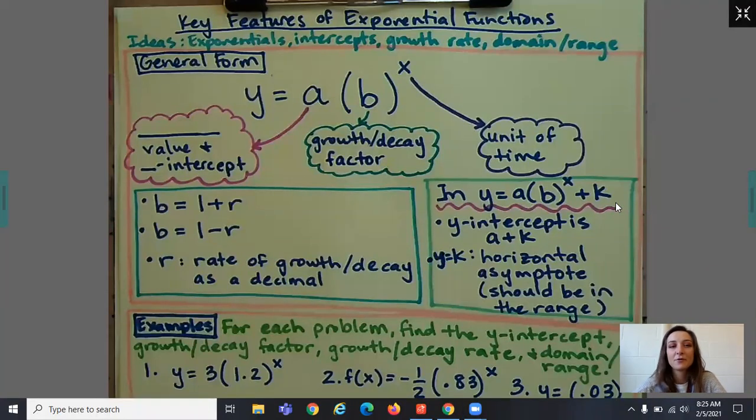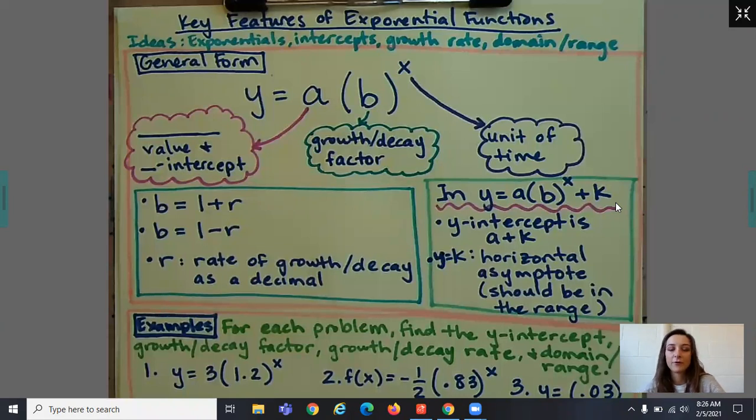Hello everyone. In this video we're going to be talking about key features of exponential functions. So mostly we're going to be talking about intercepts, growth rate, and then domain and range. We're also going to throw asymptotes in there, so that's a little bit new. But let's start with this very first part.